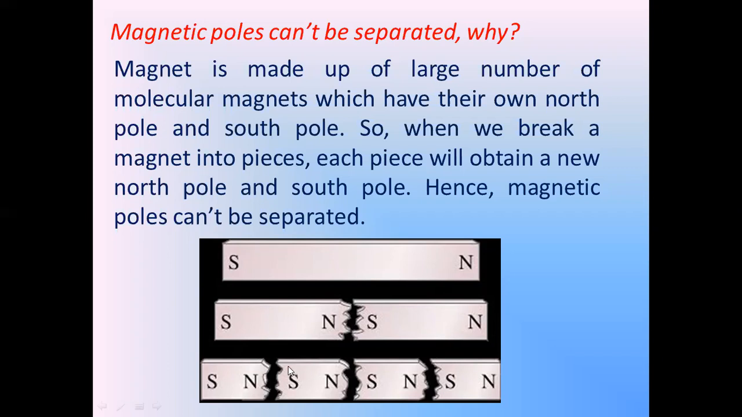In this way, no matter how many pieces we make, each piece will again obtain its own new north pole and south pole. Okay, so this shows that we can never separate the magnetic poles. That means every magnet has got a north pole and a south pole, no matter how small they are. Okay, so let's go to our next question now.